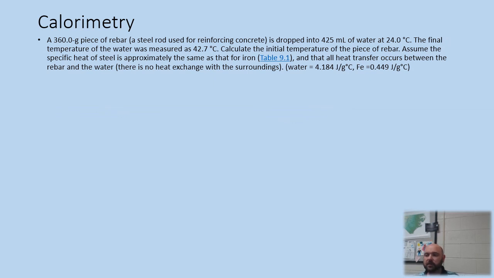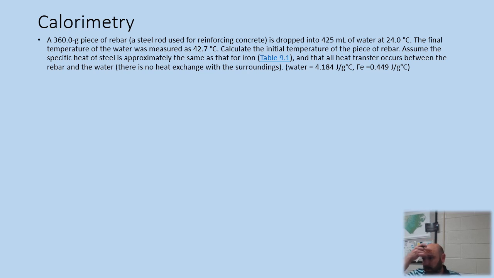Here we have our first calorimetry example. It says a 360 gram piece of rebar is dropped into 425 milliliters of water at 24 degrees Celsius. The final temperature of the water was measured at 42.7 degrees Celsius. Calculate the initial temperature of the piece of rebar. Assume the specific heat of steel is approximately the same as that for iron, and that all heat transfer occurs between the rebar and the water. There is no heat exchange with the surroundings. Water equals 4.184 joules per gram degree Celsius. Iron equals 0.449 joules per gram degree Celsius. Those are each of the material specific heats.